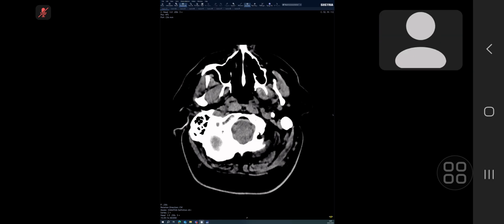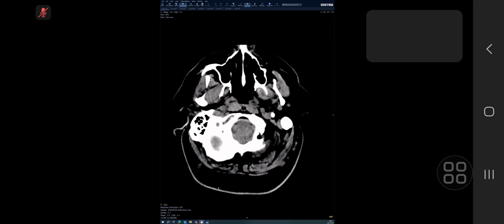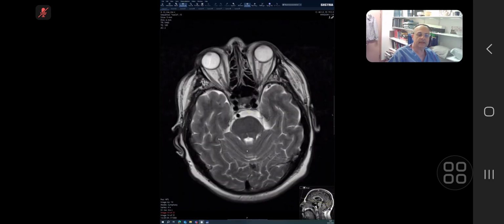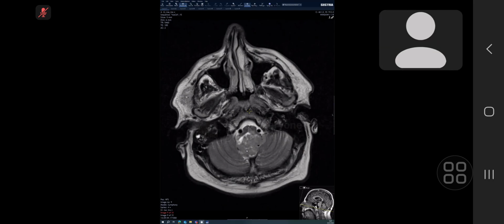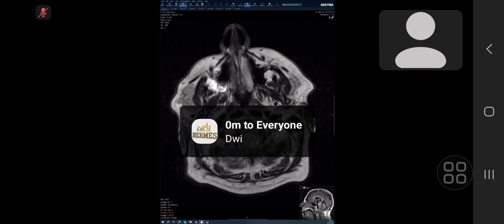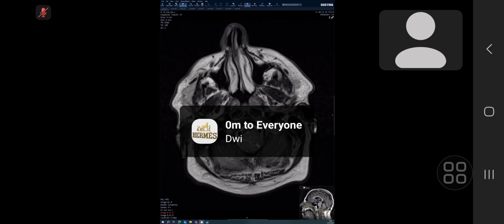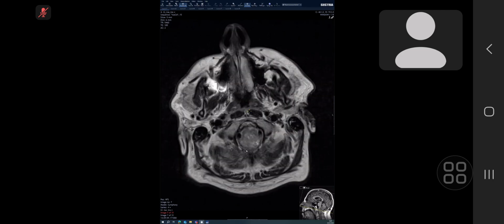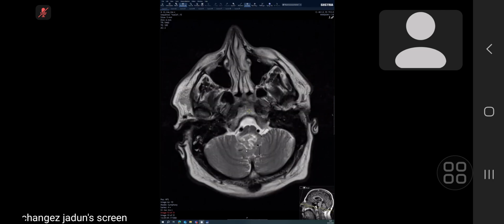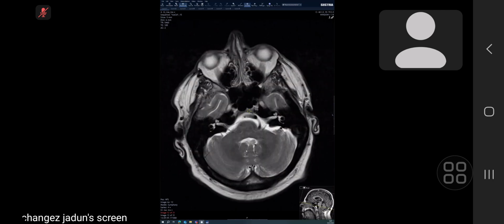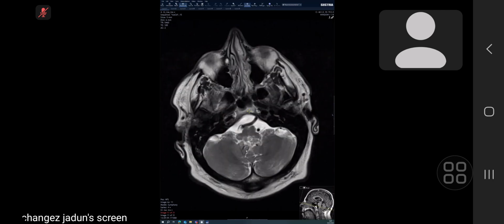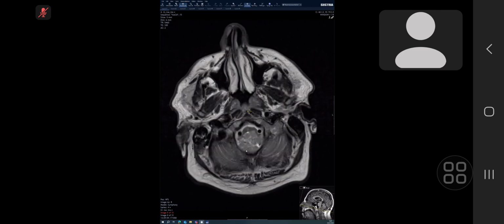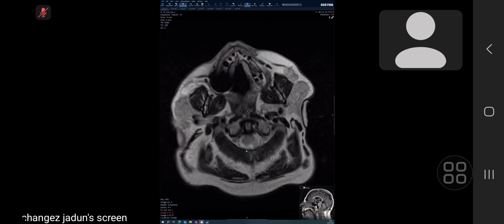Initially I would like to look at the T2. You want to see T2. Okay, so here is your T2. We are on the foramen magnum region. Again, I can see here the same lesion, and it is showing heterogeneous signal intensity on these T2 weighted axial sections.